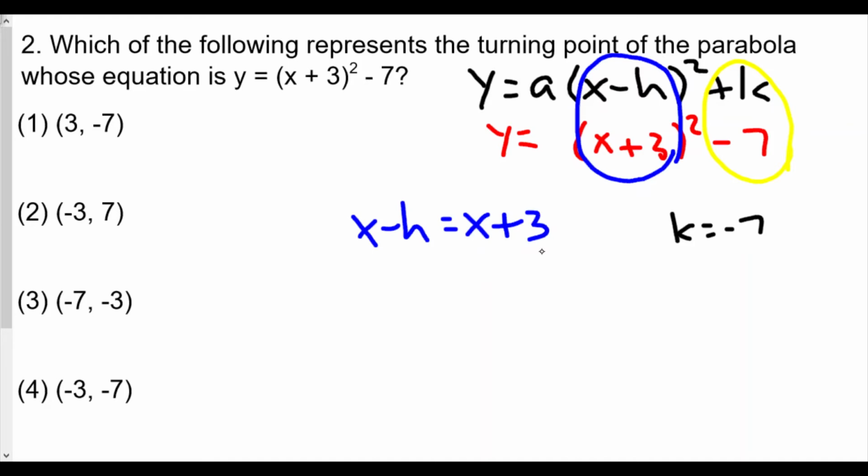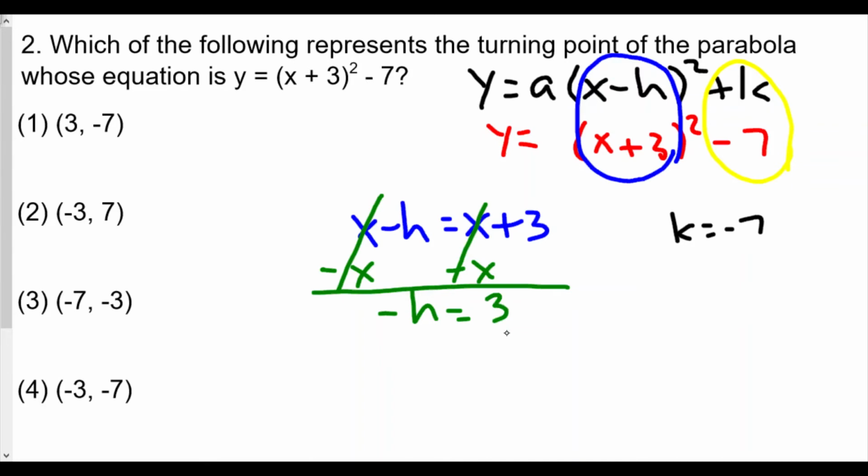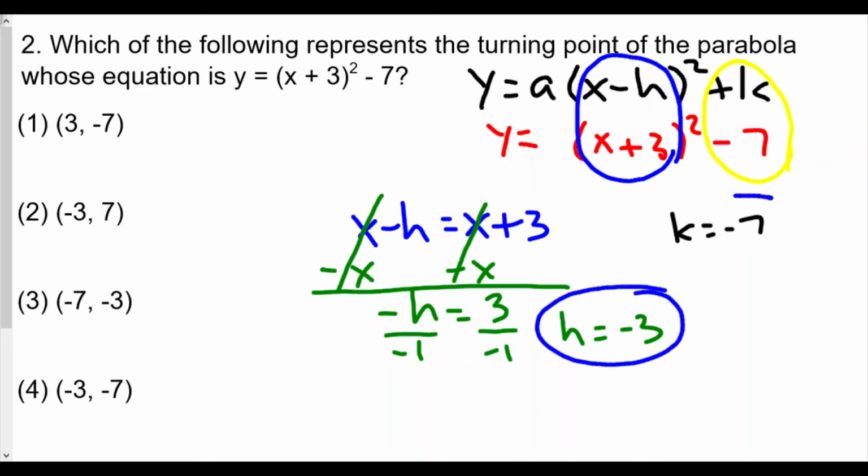So you say, okay, well, how do I solve this? Well, you would solve like you normally do. We'd subtract x on both sides, because we want to find h. We see the x's go away, and we're left with negative h equals 3. We divide both sides by negative 1 to get positive h, so our h value is negative 3. So our h value is negative 3, and our k value is negative 7.